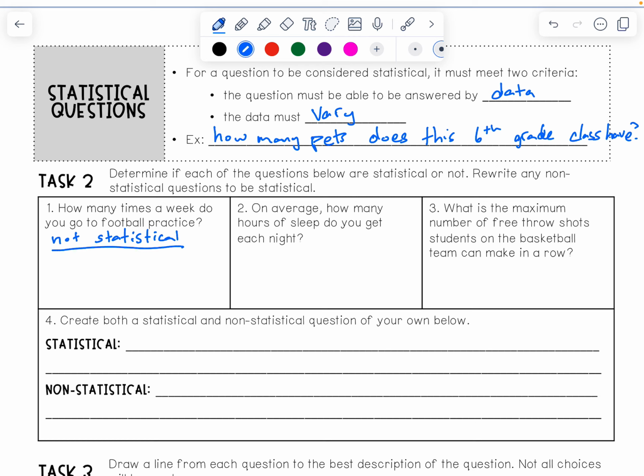How do we make it statistical? Well, we can have answers that vary if we ask more than one person. So, how often do students attend, it could be football practice, let's just say sports practice, each week?